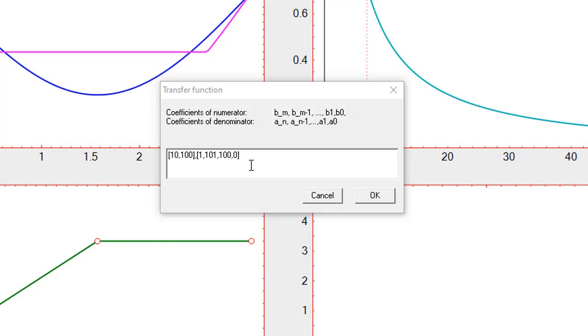In this case, the transfer function is 10 divided by (s plus 1) times (s plus 100). Now let us modify the transfer function and change it to minus 10s divided by s squared plus 2.1s plus 100.